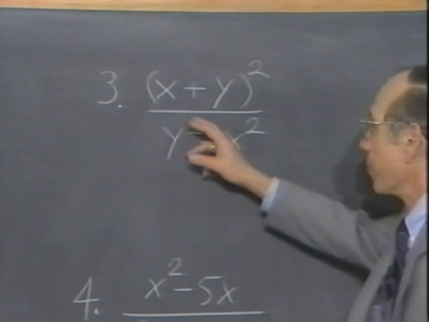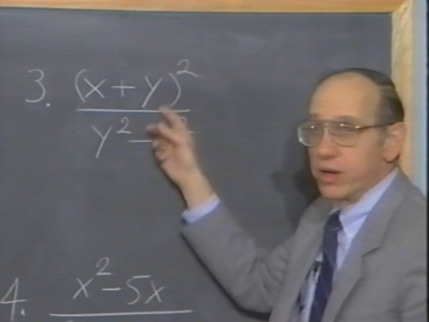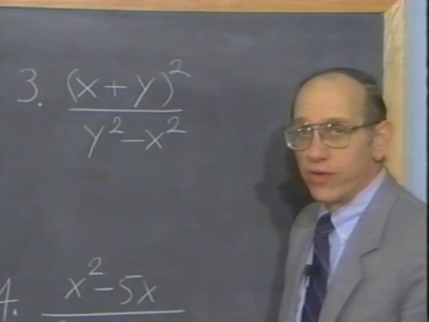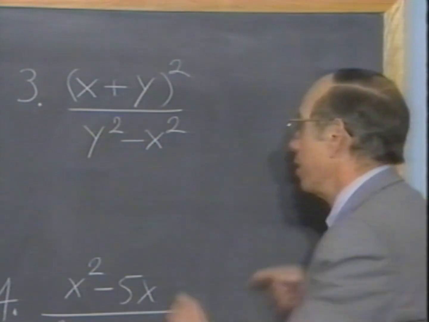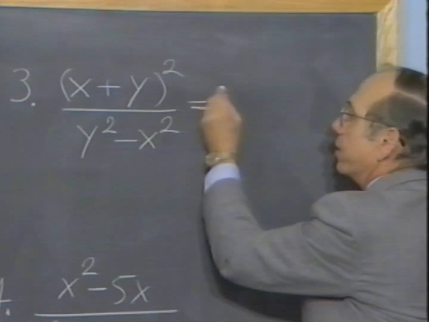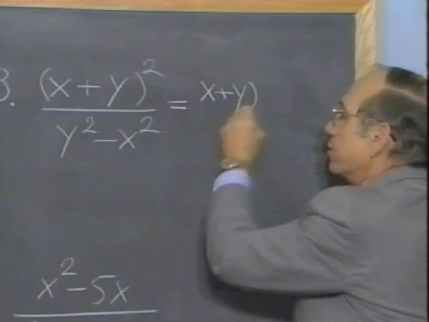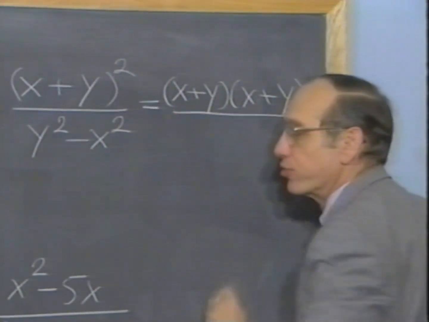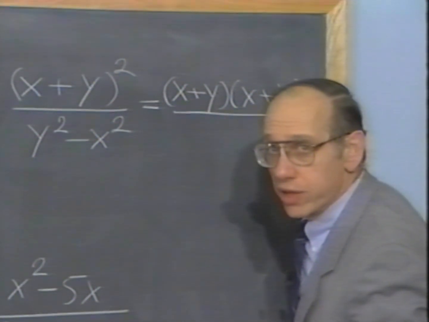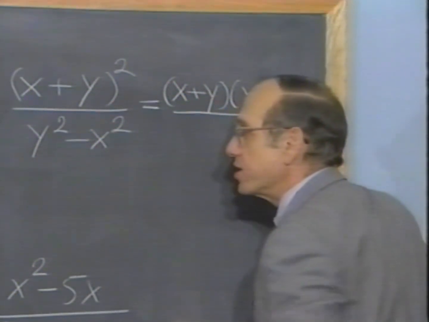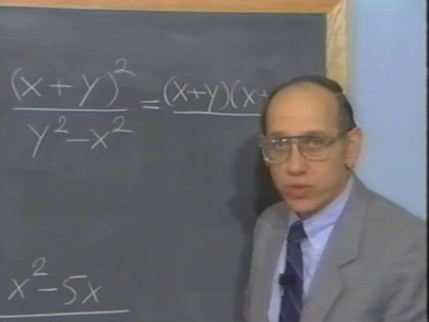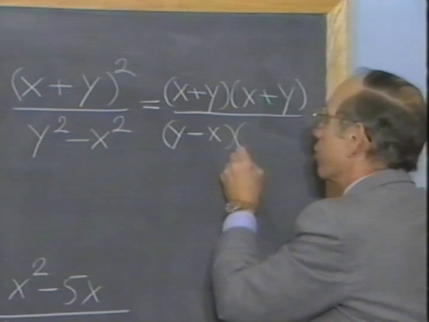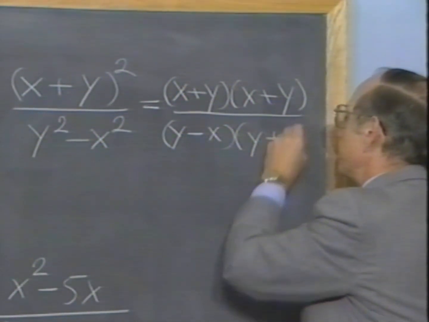Problem 3, we have x plus y squared divided by y squared minus x squared. Well, if we're going to divide out common factors, we better know what they are. X plus y squared is really x plus y times x plus y. Now, it's not really necessary to write out both those factors, but just this time I'd like you to really look at them. Y squared minus x squared is the difference of 2 squares, and it factors as y minus x times y plus x.